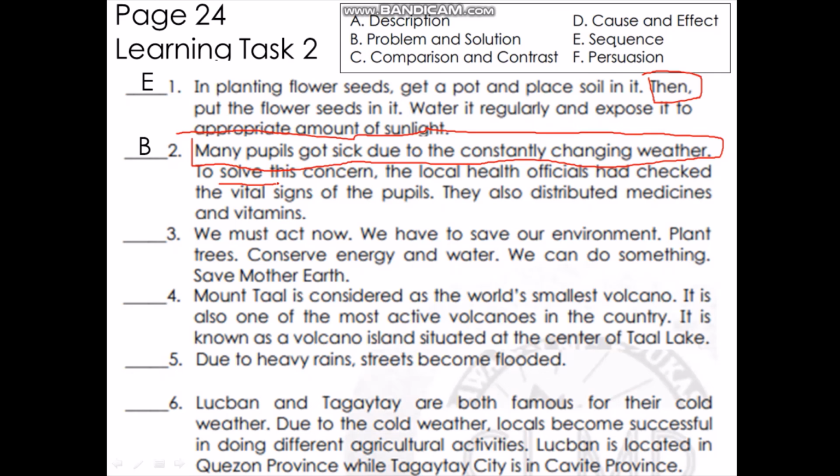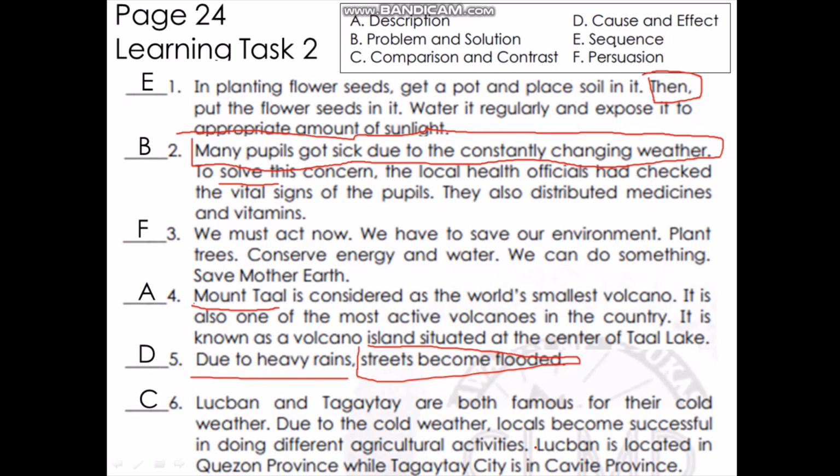So, it means that it's problem and solution. So, it's letter B. Number 3, we must act now. Okay? It's letter F. It's persuasion because it convinces you to act now to save our environment. Number 4, it's letter A because it describes the Mount Taal. Okay, it tells the characteristic of the Mount Taal. So, it's letter A. Number 5, it's letter D. It's cause and effect. So, due to heavy rains, streets become flooded. So, the cause is the heavy rain. So, the effect, streets become flooded. So, it is cause and effect.